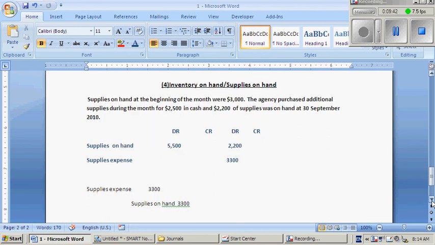So same thing. So asset of your old debit minus asset of your new debit, you get 3,300, which is your journal. So journal supplies expense. So expense increase, but this one is an asset. So asset decrease. That's why it's a credit.